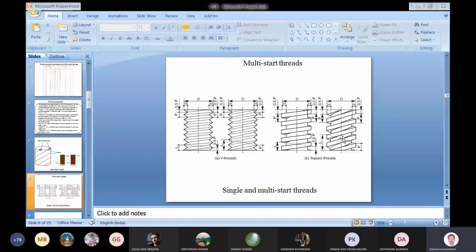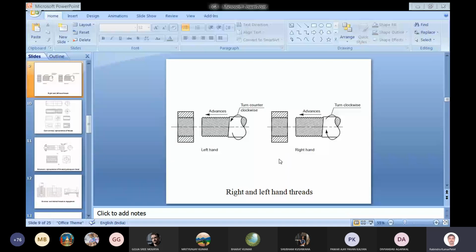There are two types of threads. One is left-handed thread and the other is right-handed thread. In most cases, you will find the right-handed thread. Right-handed thread means if we turn the screw in clockwise direction, it will advance in forward direction. And if we turn the screw in counterclockwise direction, it will advance in the left-handed case.